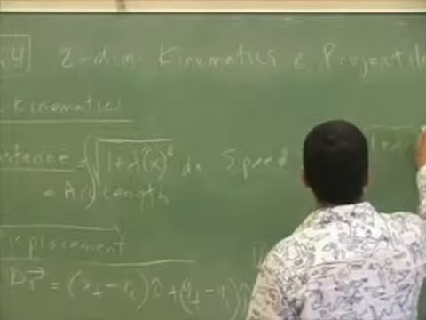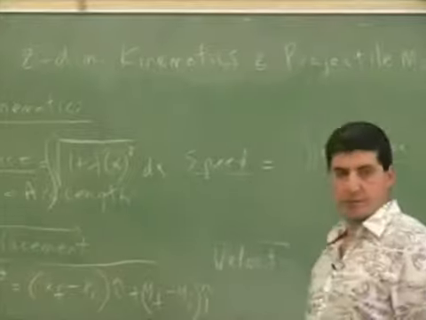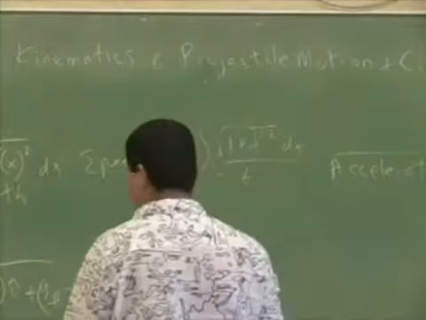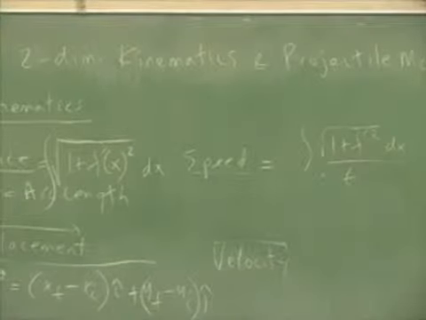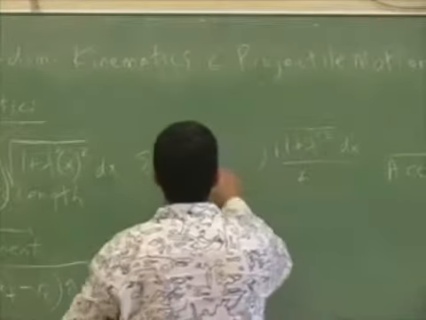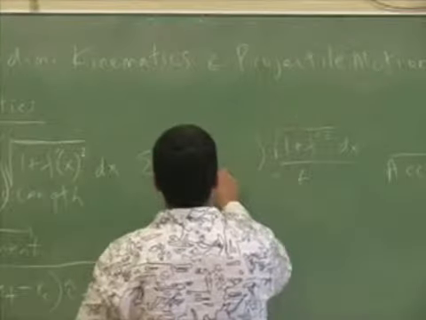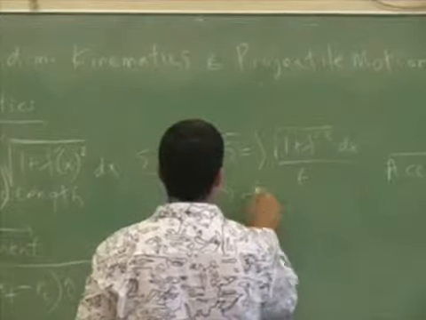f prime squared dx over the time. So the distance of the formula. This is actually the average speed, right? This is average speed. I should put it like this here. Average speed. The instantaneous speed would be what?